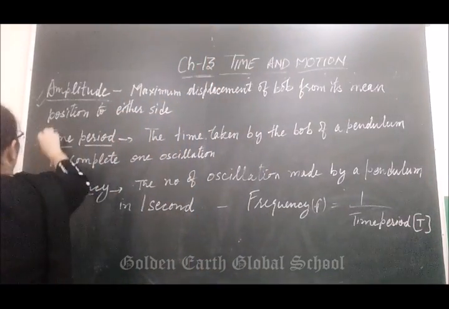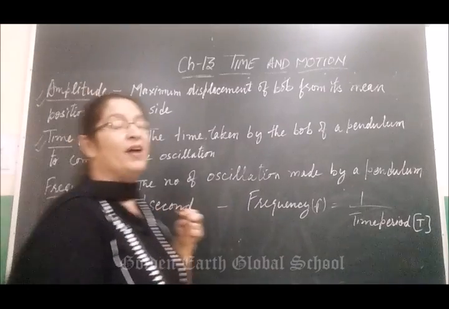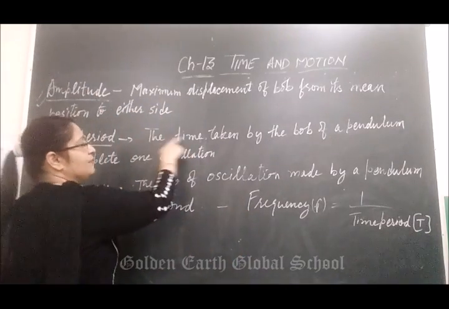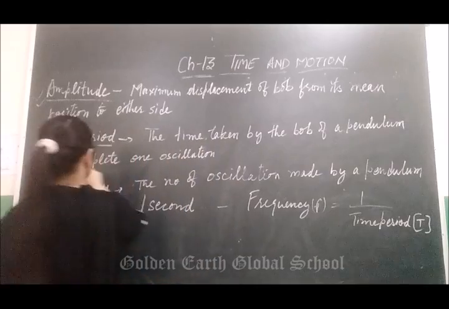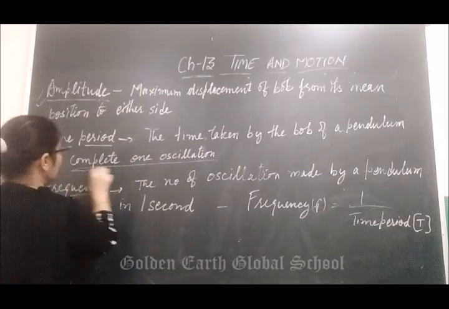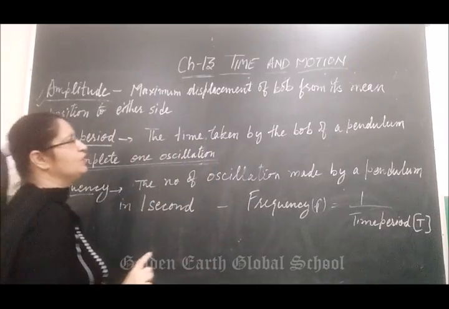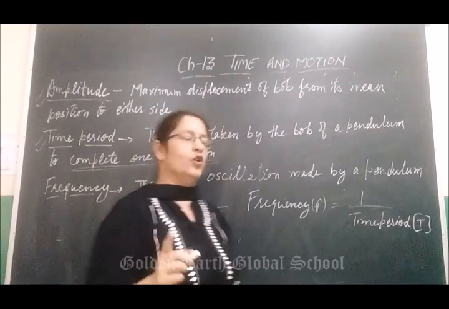Next is time period. How much time has the bob taken? It means the time taken by the bob of a pendulum to complete one oscillation. One oscillation means one to and fro motion.